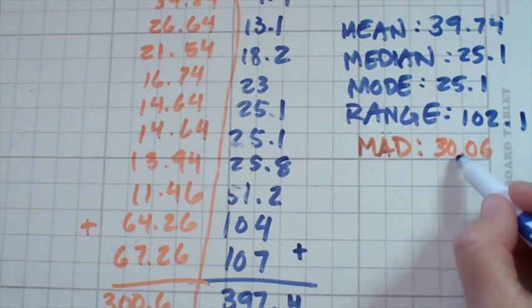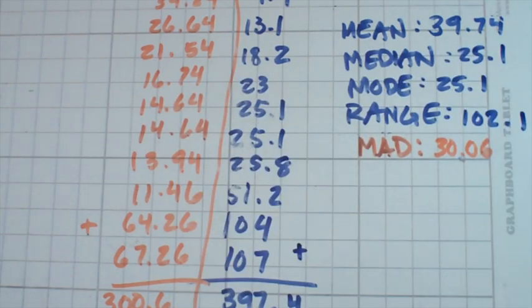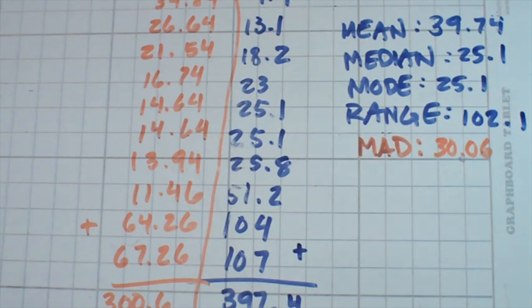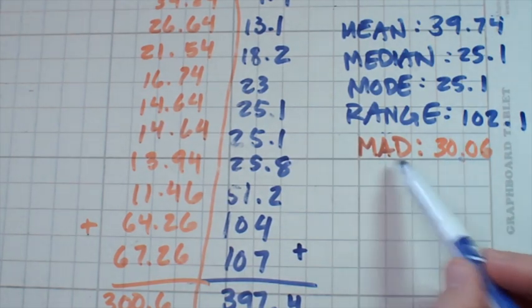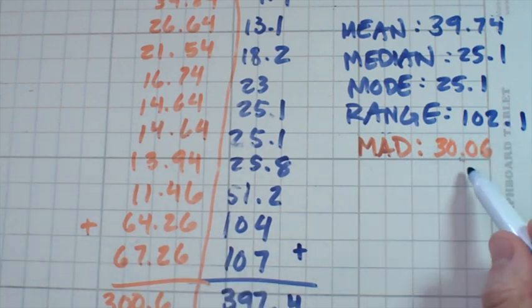30.6. Now that's way bigger. Our MAD for the previous was like 3 point something. This is way bigger, and that's telling us that our numbers are spread further apart. So the bigger the mean absolute deviation, the more I know that my numbers were spread really far apart.